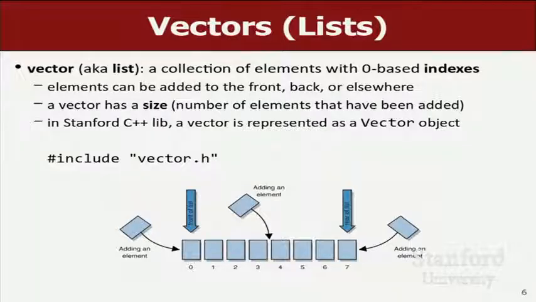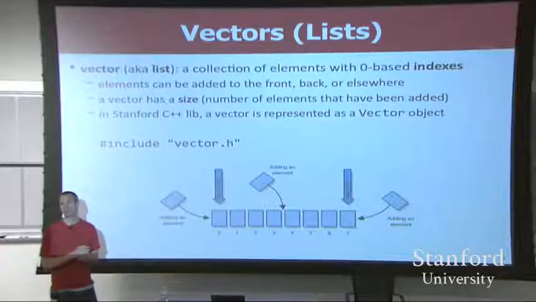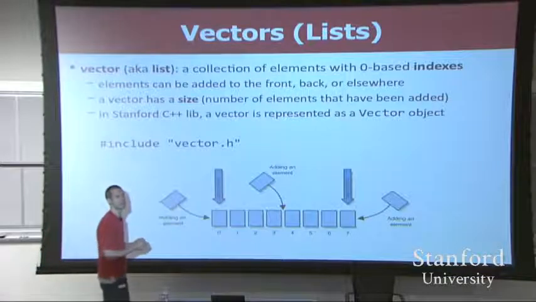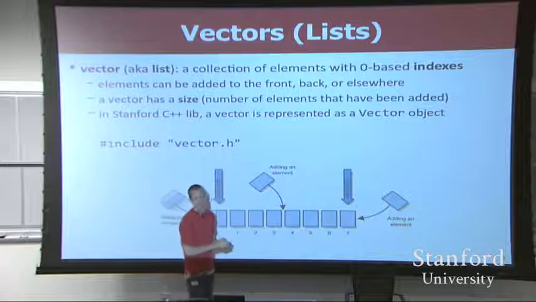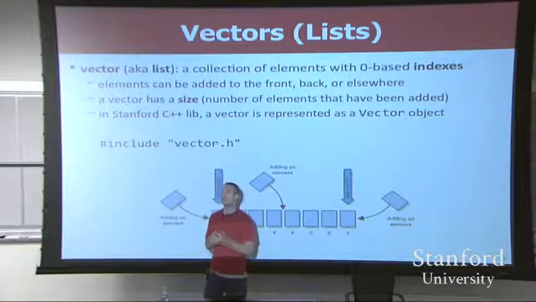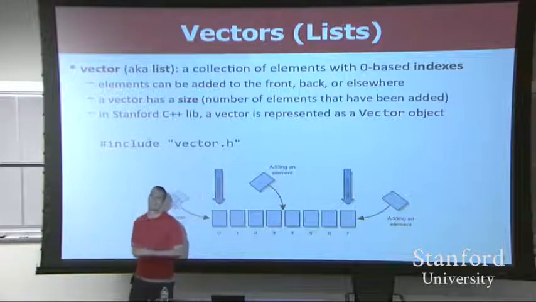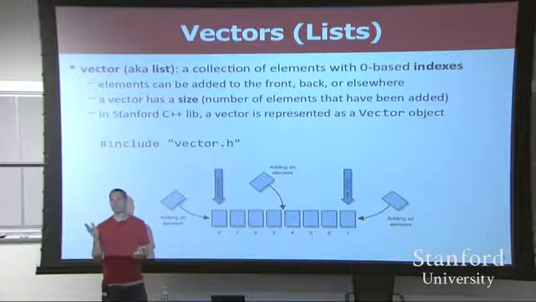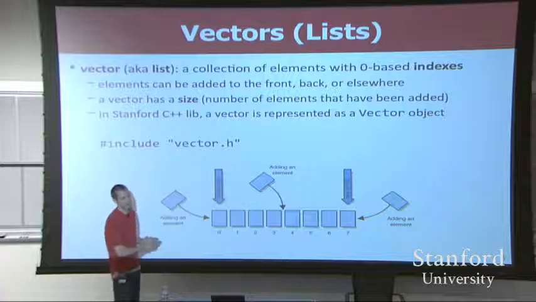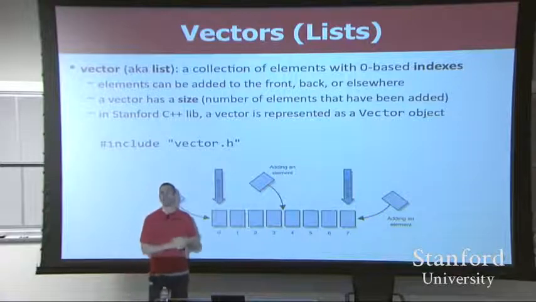Okay, what's a vector? Well, that's the first collection I want to talk about today. And the shortest answer I can give you is it's almost exactly the same as an array list in Java, if you are familiar with that, if you remember that from 106A. It's basically a collection of elements that all have indexes, integer indexes associated with them. And the first one is index 0, and the second one is index 1, and so forth. You can add elements to the list at any position.